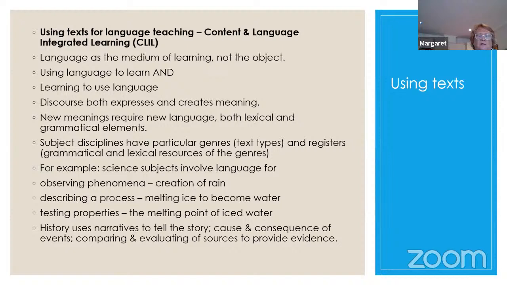So in a content and language integrated learning approach, language is the medium of learning, not the object. So I talked about communicative language teaching, language in use, language for meaning are the important concepts around communicative language teaching. And content and language integrated learning is seen as the optimal approach that does that, because the language is used to learn another subject area like history or science or geography or PE or music.